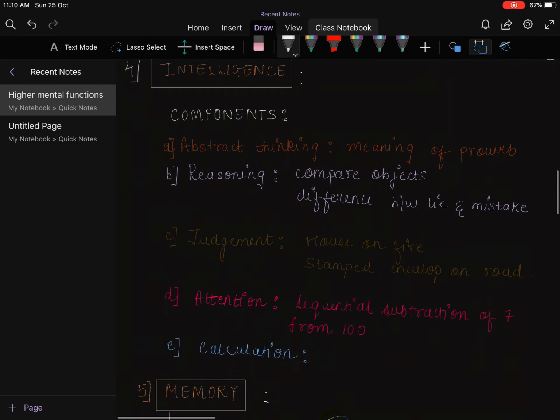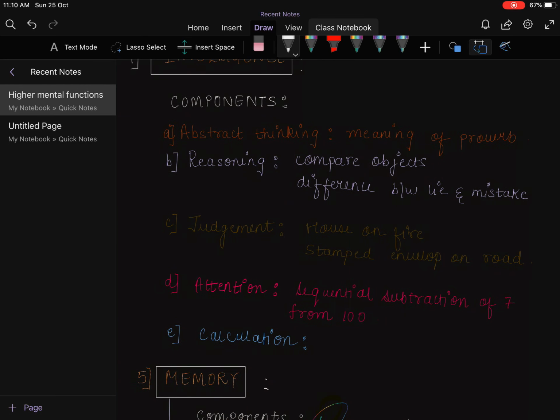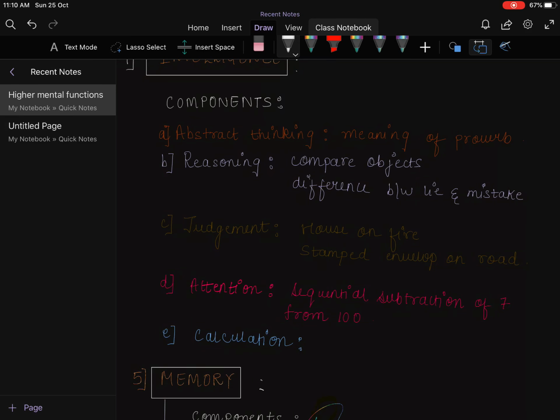Now coming to the fourth part, that is intelligence. Intelligence has components which need to be taken care of. The first thing is abstract thinking. You ask him the meaning of a proverb and see if he's able to give the moral of the proverb. The second thing is reasoning. Reasoning is comparing objects and talking about similarities and dissimilarities. You give him one lie and one mistake and ask him to differentiate which one is the lie and which one is the mistake.